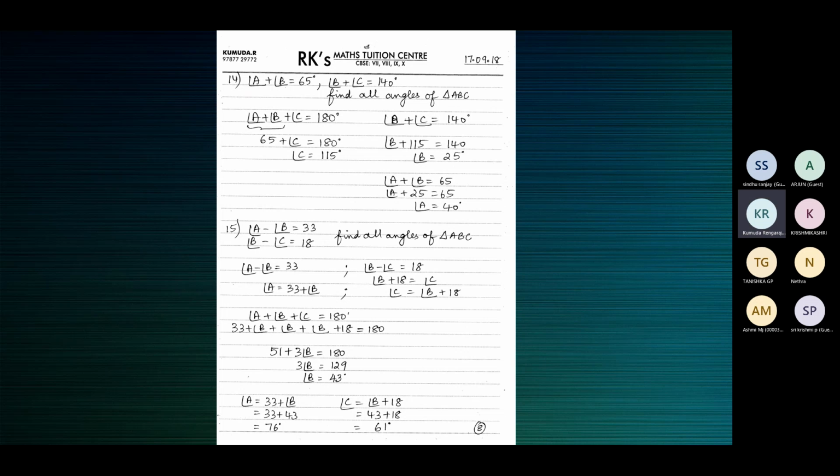This is simple, children. You just have to use this equation first: A plus B plus C is equal to 180. You can even substitute B plus C there. What is B plus C? 140. So you'll get A is equal to 180 minus 140, which is 40. You'll get A first.